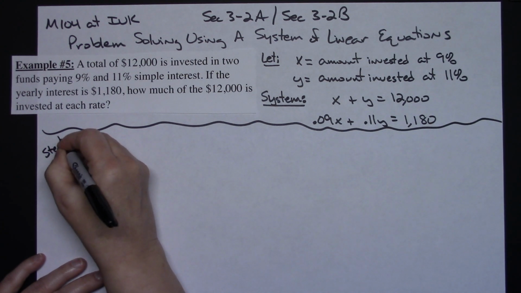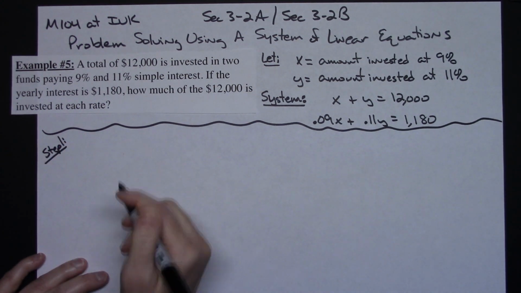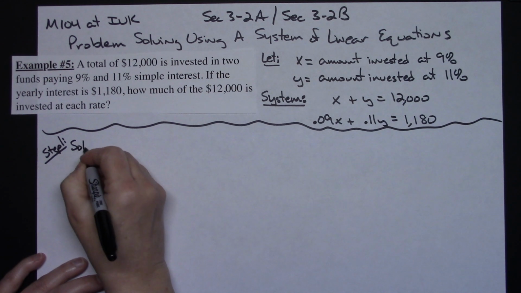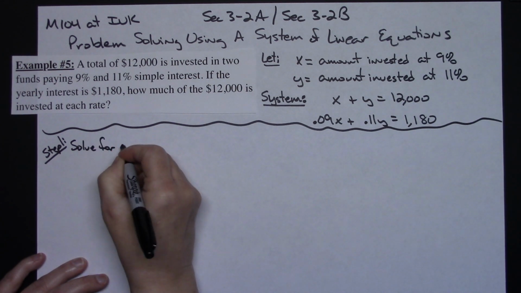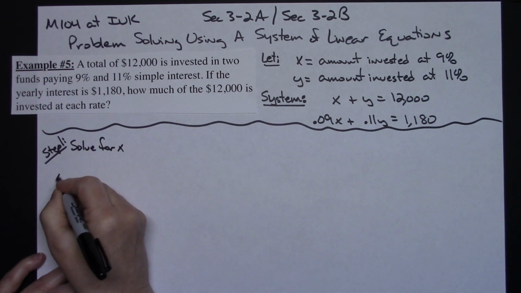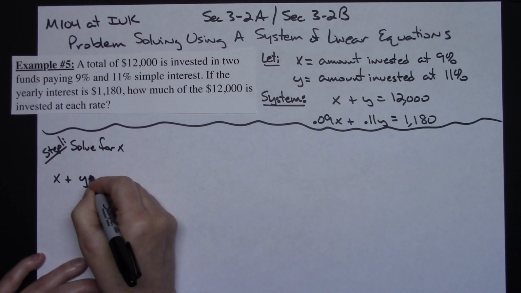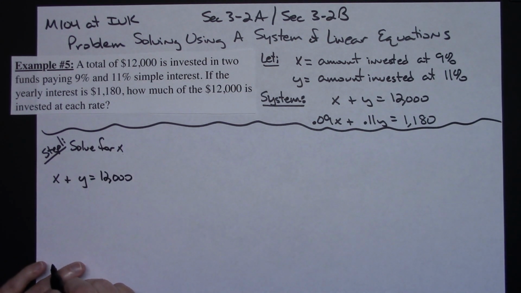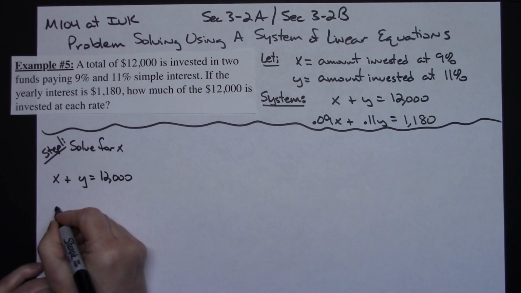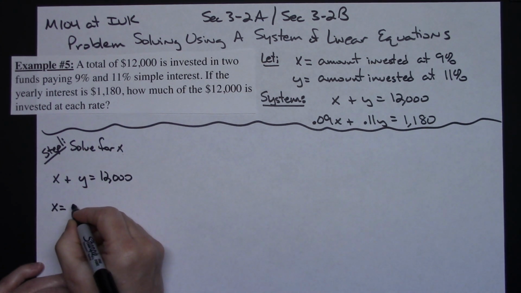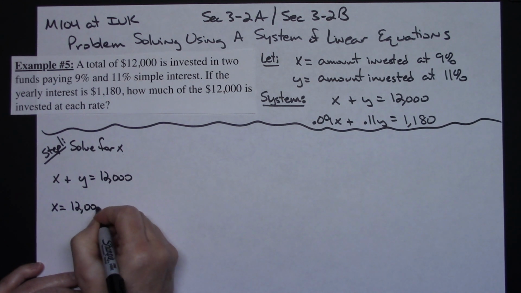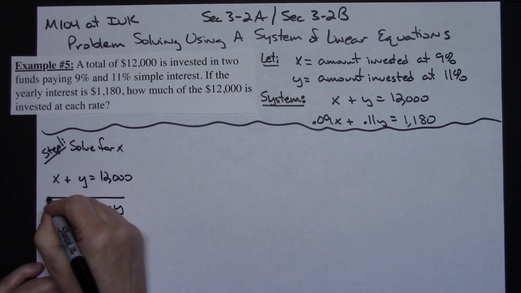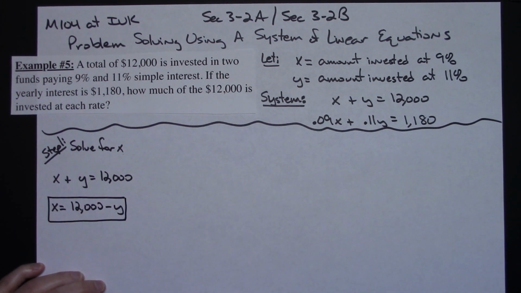So my step 1, I'm going to take that first equation and solve for x. My first equation is x plus y equals 12,000. Solving that equation for x is real easy to do: subtract y from both sides. So x is equal to 12,000 minus y. There's my step 1.